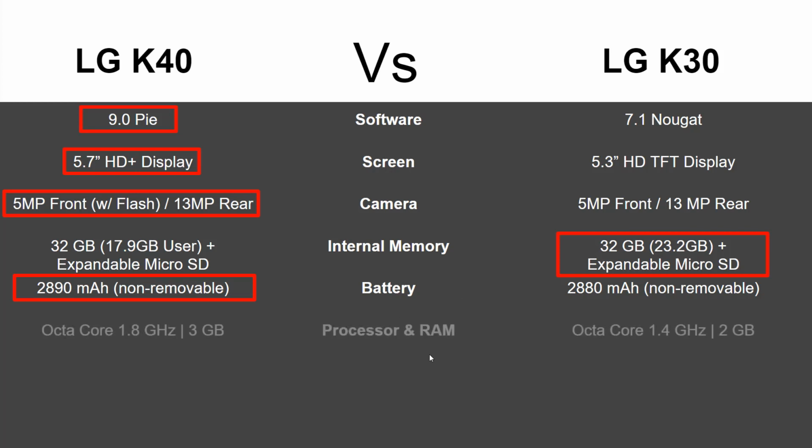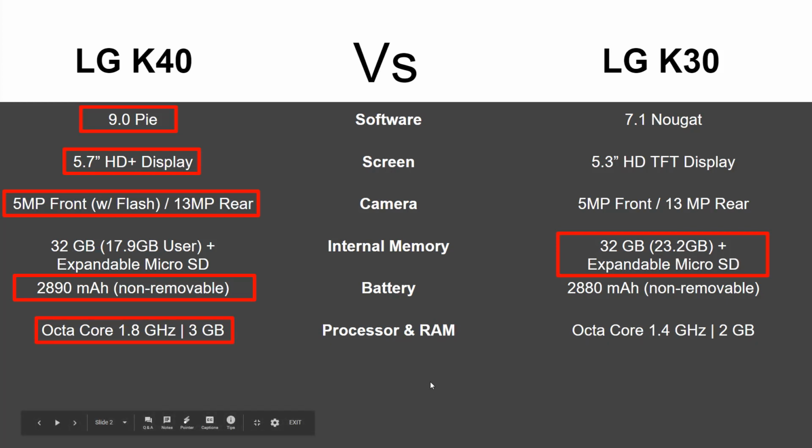So that is that. In terms of the processor, now you are getting more processing power on the K40, a 1.8 gigahertz octa-core processor with 3 gigs of RAM, whereas K30 only had a 1.4 gigahertz octa-core processor with 2 gigs of RAM. So you're getting a boost in RAM and a faster processor. So you're definitely going to see the difference in terms of the user experience and running things like games and things that require a lot of graphics and speed.